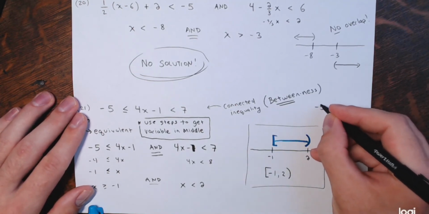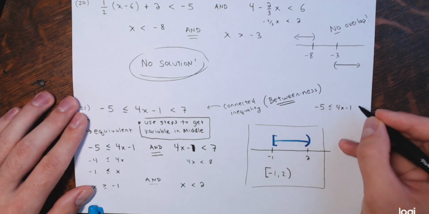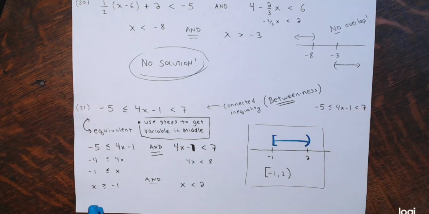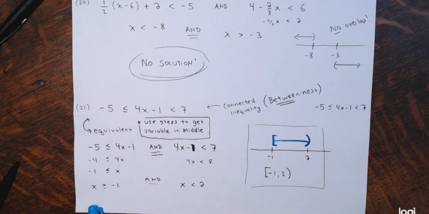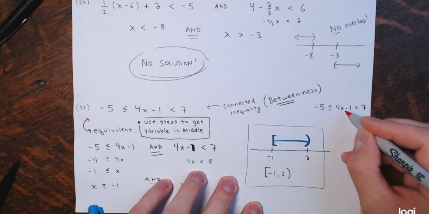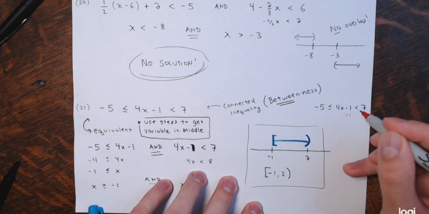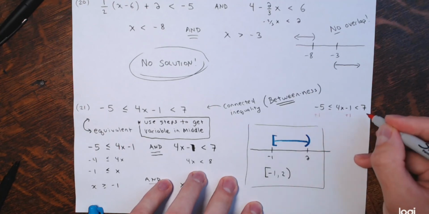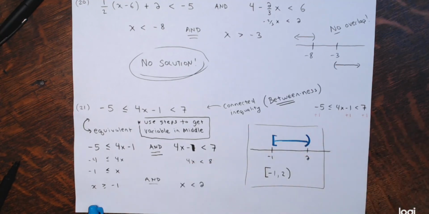So we had negative 5, right, is less than or equal to 4x minus 1, and 4x minus 1 is less than 7, right? So an "and" inequality. And then I would perform the following steps, right? The same steps I did in both of these. To get the variable alone in the middle, I want x alone in the middle. So first I would add 1, and if I add 1 in the middle here, I'm going to add 1 to both sides of both inequalities, right? So add 1 to all three parts.